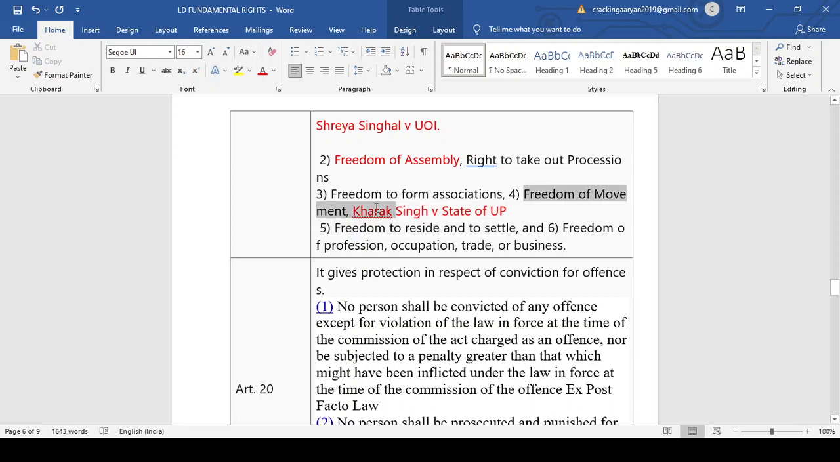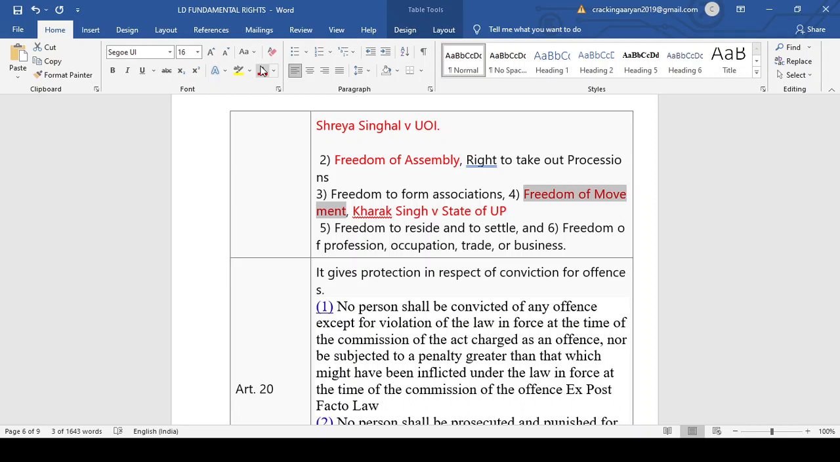It does not violate the right to movement. The Supreme Court held that in this case the petitioner is a habitual offender, as a result of which surveillance has to be kept, and it is necessary. So it does not violate freedom of movement.